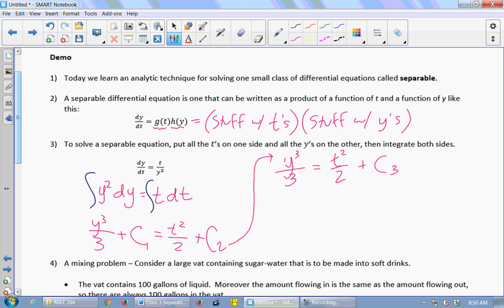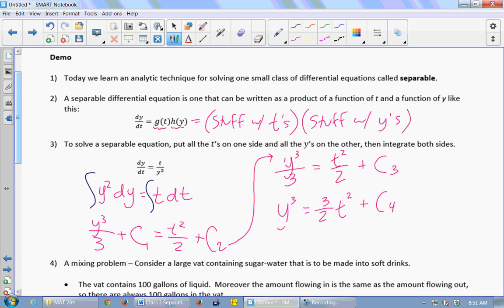And then to finish solving this thing for y, I'd multiply both sides by 3. So I have y cubed is equal to 3t squared over 2, or 3 halves t squared. And my constant is now 3 times c3. But again, c3 is totally arbitrary. Tripling it just gives you another different arbitrary number. So I could call that thing c4, another constant. Because I just don't care what it is very much because it can take on every single possible value.